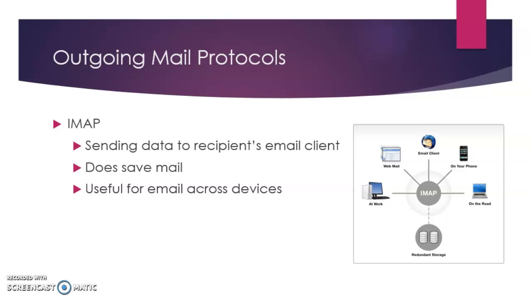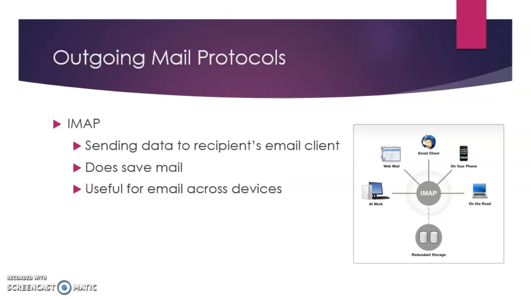IMAP saves the emails to the email server. So this gets rid of the issue of only having one device, because if you read the email on that one device, let's say you're on a library computer and you check your email, you can then check it on your phone 15 days later and it will still be there.